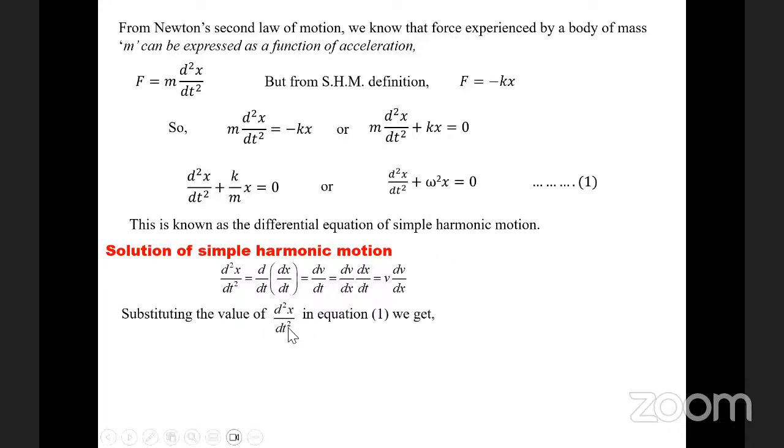So substituting the value of d square x by dt square in equation 1, we get v of dv by dx plus omega square x equals 0, or v dv equals minus omega square x into dx. Equation 2. Is it understood?